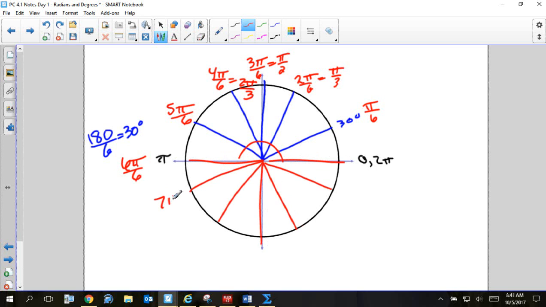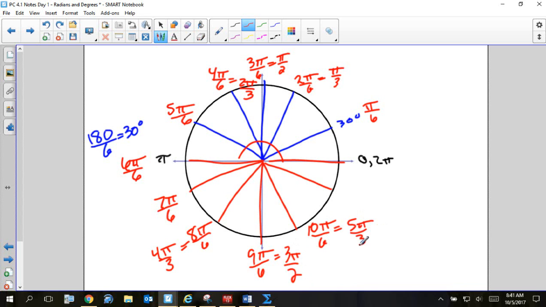So I'll have 7 pi over 6, 8 pi over 6, which reduces. 9 pi over 6, that reduces. 10 pi over 6, reduces. And then 11 pi over 6 does not reduce.